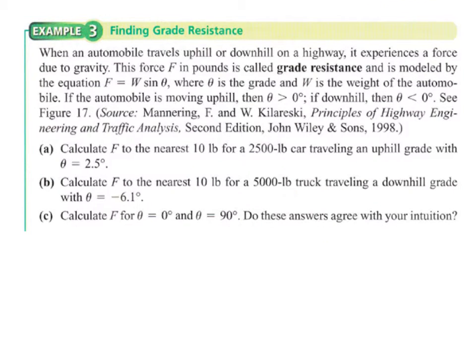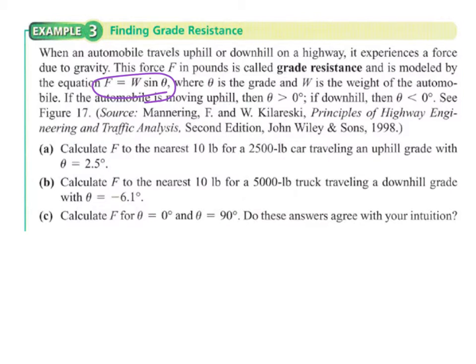So here we have an application problem. An automobile travels uphill or downhill on a highway. It experiences a force due to gravity. The force F in pounds is called grade resistance, and it's modeled by this equation here: F equals W times the sine of theta. Theta is the grade, W is the weight of the vehicle. If it's moving uphill, then theta is greater than 0. If it's downhill, then theta is less than 0. And this comes from Principles of Highway Engineering and Traffic Analysis, 2nd edition, way back from 1998. So again, actually used in a manual for highway engineering.